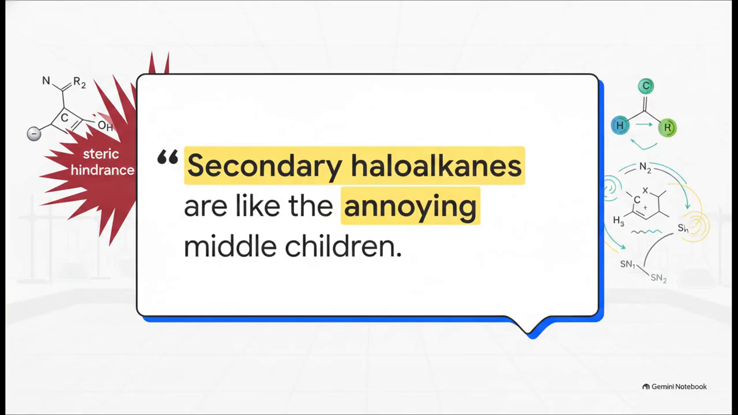I absolutely love this quote directly from the source material because it hits the nail on the head regarding the reality of the lab. Secondary haloalkane molecules are like the annoying middle children of organic chemistry. They face a total identity crisis. They have just enough steric hindrance to block an SN2 attack, but just enough inductive stabilization to survive an SN1 pathway. Ultimately, they're torn between undergoing SN1 or SN2, and it depends entirely on the specific environment you put them in.